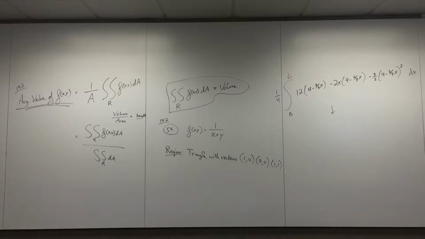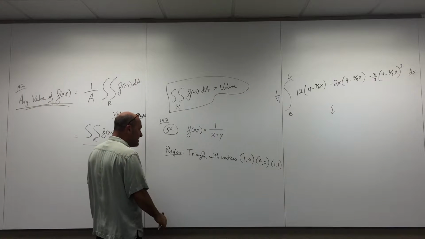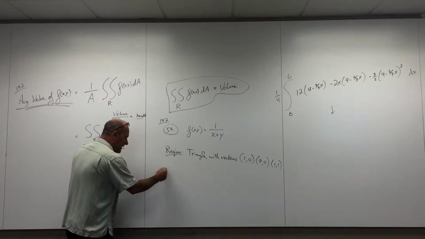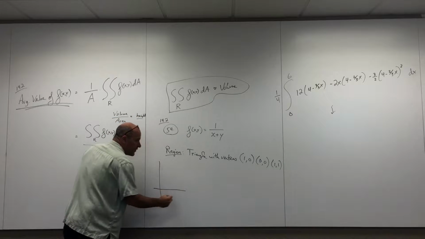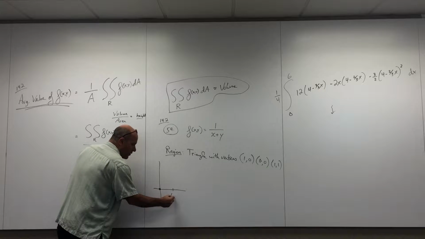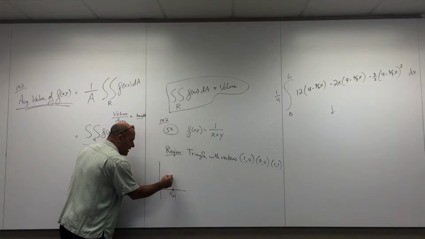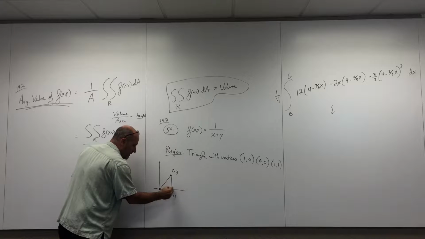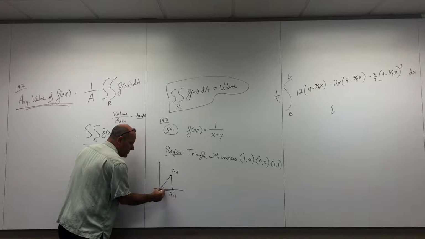All right, so back to this problem. Let's take a look at this triangle. The triangle has vertices (0, 0), (1, 0), and (1, 1). Okay, all right, so this is the region.